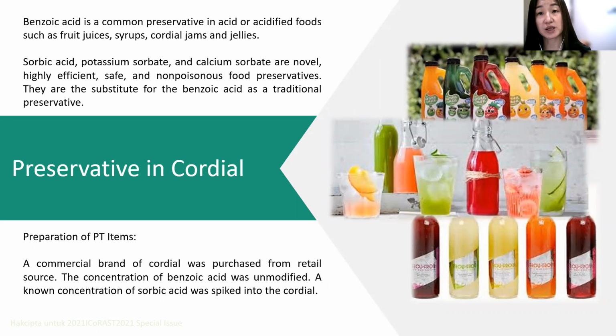Benzoic acid is a common preservative in acid and acidified foods, such as fruit juice, syrup, cordials, jams, and jelly. Sorbic acid and potassium sorbate are novel, highly efficient, and safe to use. For this PT study, we are using a commercial brand of cordial, and we maintain the benzoic acid concentration and run the analysis to determine the benzoic acid concentration.